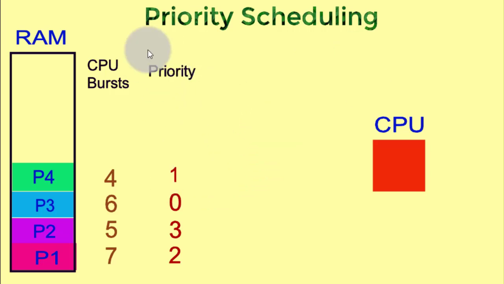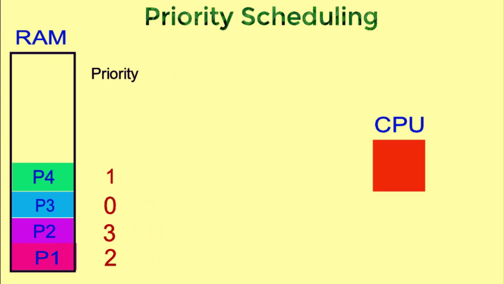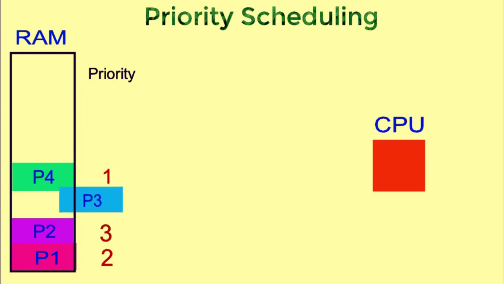In this particular example, the priority of P3 is 0, so this has the highest priority, and then after that 1 is P4, 2 is P1, 3 is P2. So this is the order in which the processes are selected. The criterion for selecting the process is the priority. P3 has the smallest priority number, so it has the highest priority, and P3 is selected.